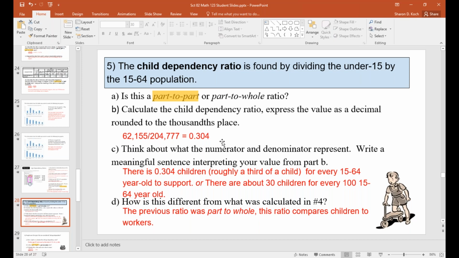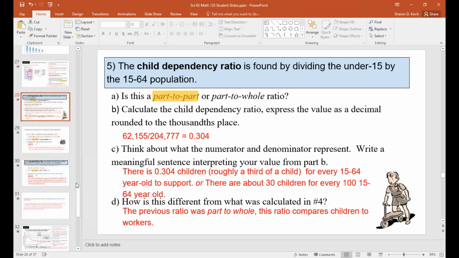If I only multiplied it by 10, that would mean moving the decimal over one spot. So that would be 3 per 10 workers. If I multiplied it by 100, that would be 30 children for every 100 workers. Okay, so sometimes they like to change that up a little bit.